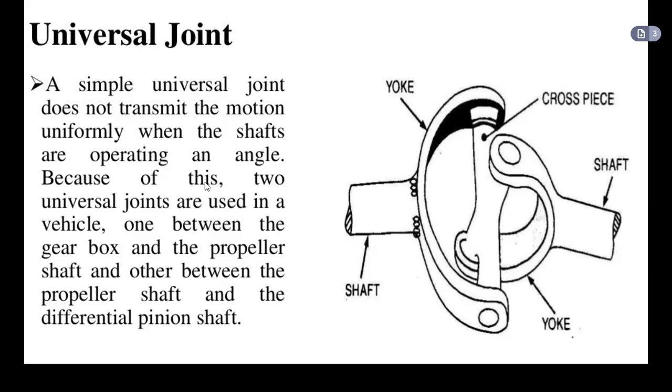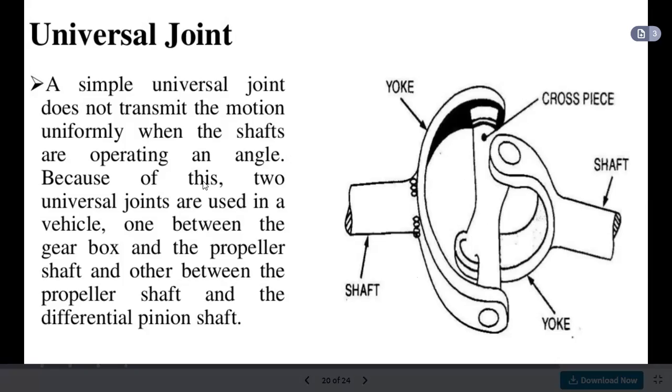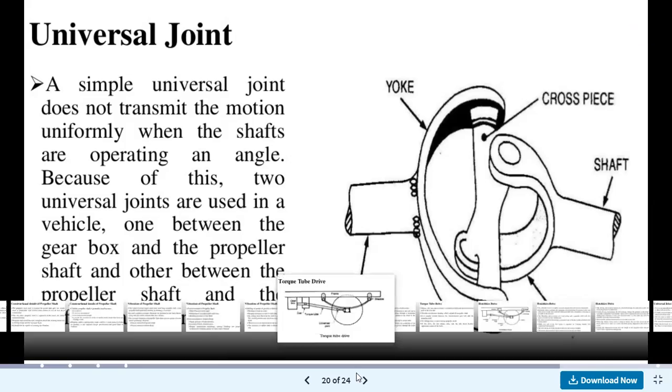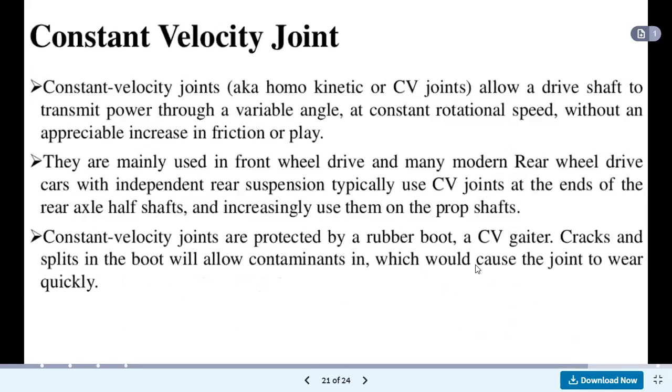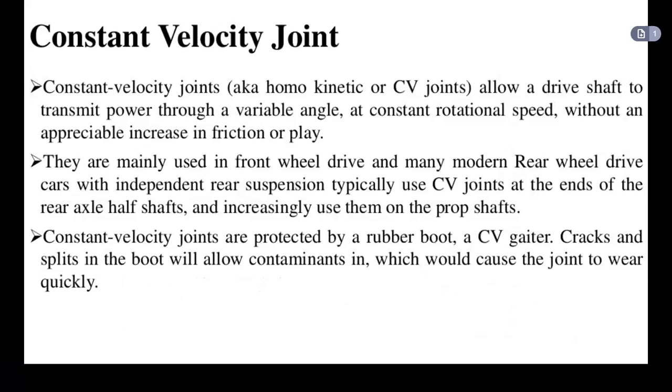Because of this, two universal joints are used in a vehicle, one between the gearbox and the propeller shaft, and the other between the propeller shaft and the differential pinion shaft. Constant velocity joints are also provided. Constant velocity joints allow a drive shaft to transmit power through a variable angle at constant rotational speed without an appreciable increase in friction or play. So friction is avoided in this case in constant velocity joints.